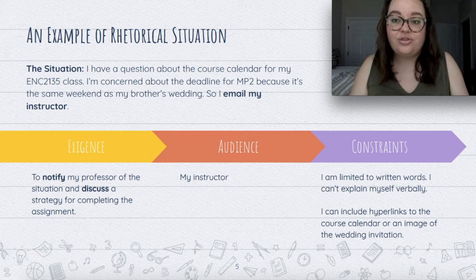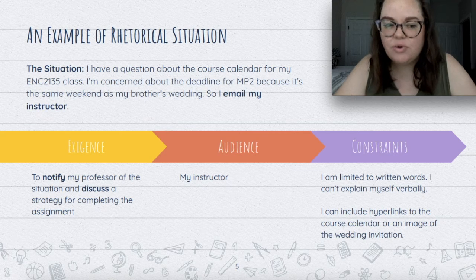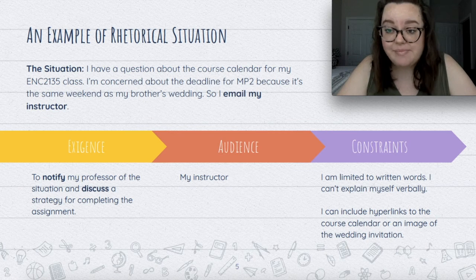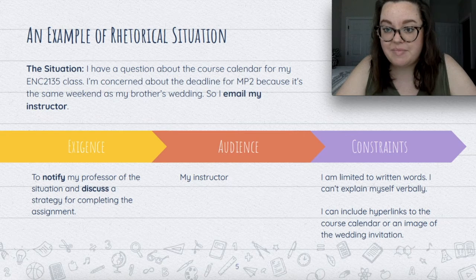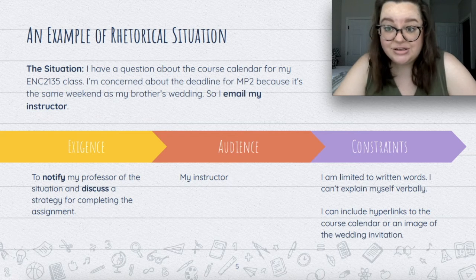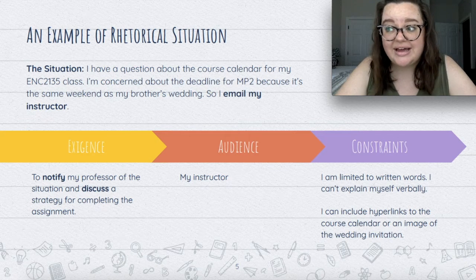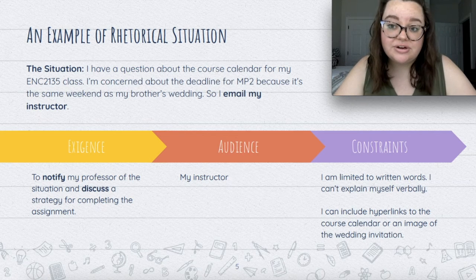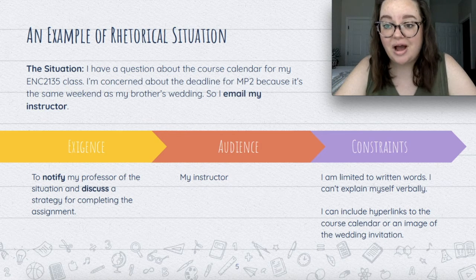So let's analyze the 3 aspects of that situation. So first, the exigence. What's my purpose? What do I need to do? I want to notify my professor of this situation, and I want to discuss a strategy for completing the assignment. That's my purpose. That's why I need to communicate. My audience is my instructor. That's a pretty straightforward one. A lot of times audience is a lot more complex. We might have an intended audience and an actual audience. It's a lot of different moving parts. But for this particular example, because I'm sending an email, it's pretty straightforward. I'm emailing my instructor. They're my audience.